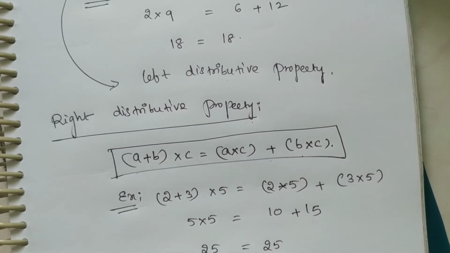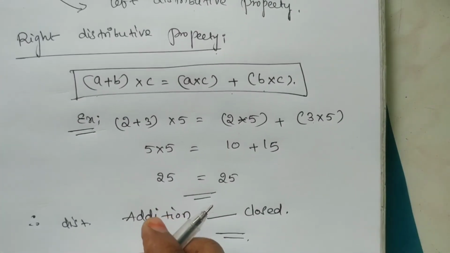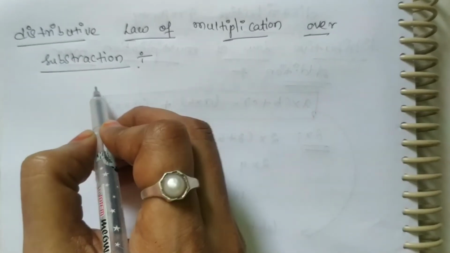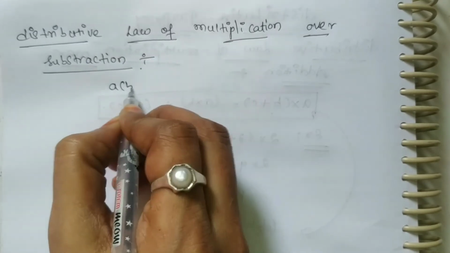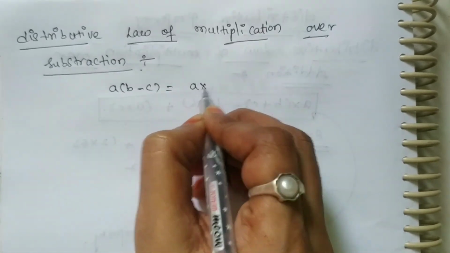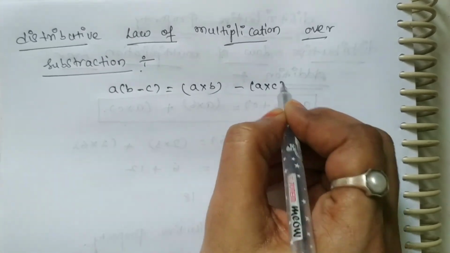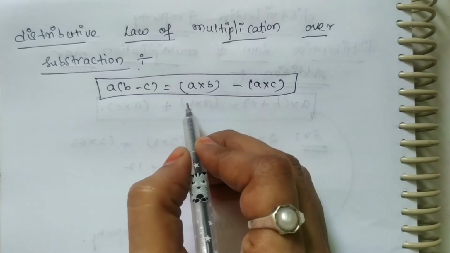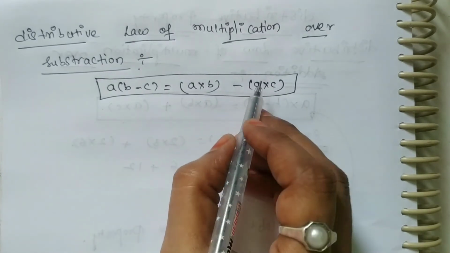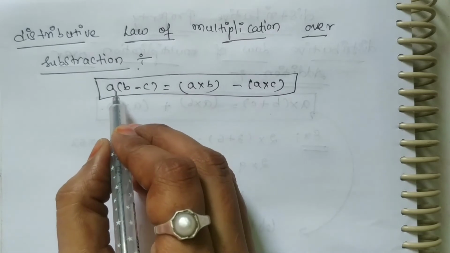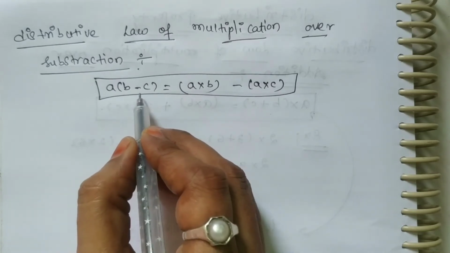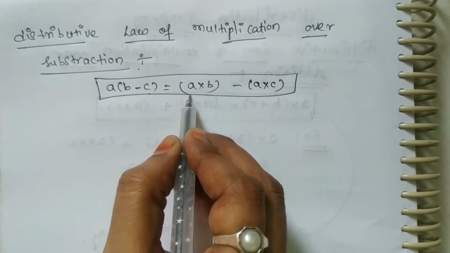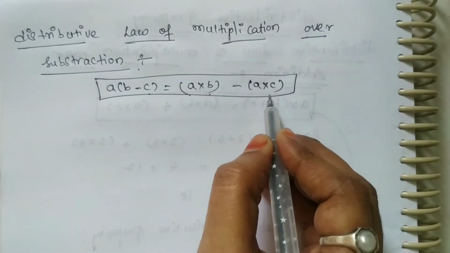So let us move to the distributive property of multiplication over subtraction. This can be written as A × (B − C) = A × B − A × C. So this is the distributive law of multiplication over subtraction. It states that when A is multiplied by a difference of numbers, that is B − C, it should be equal to multiplying individually, that is A × B and A × C.